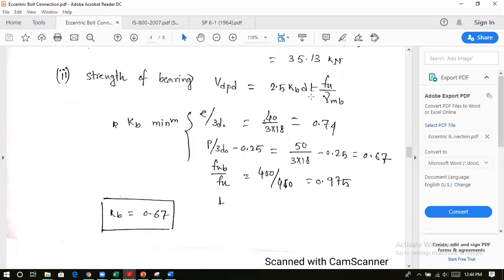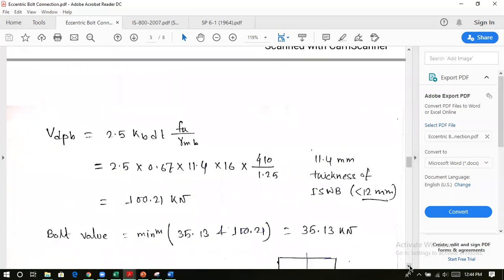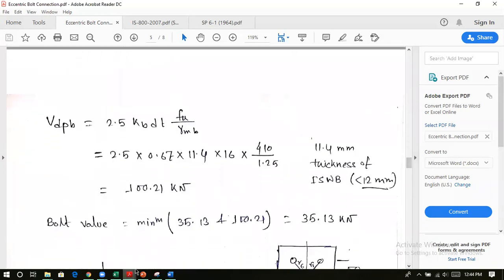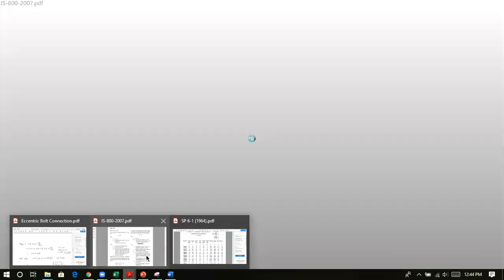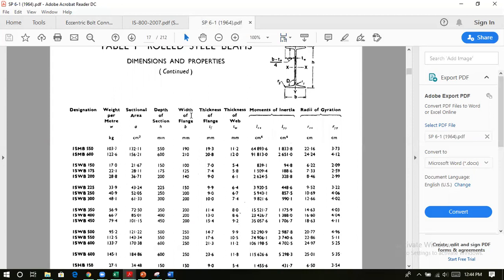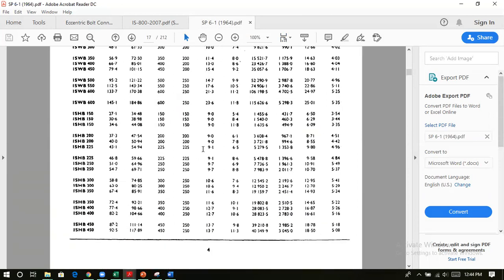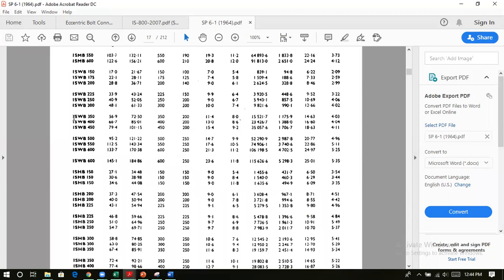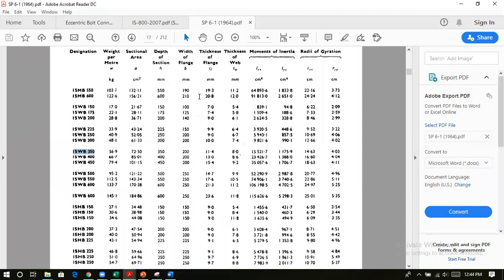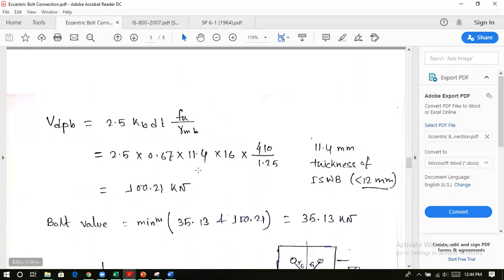Now this bracket thickness is given as 12 mm in the problem, but the flange thickness of ISWB is 11.4 mm, which we can see from IS SP6 on page number 4. We can get the value for ISWB. See, the thickness of the flange is 11.4 mm, which is less than 12 mm. So we have to use 11.4 mm to find the bearing strength of this bolt. So we will be using 11.4 for t.